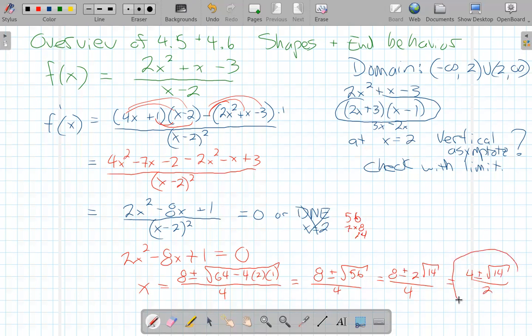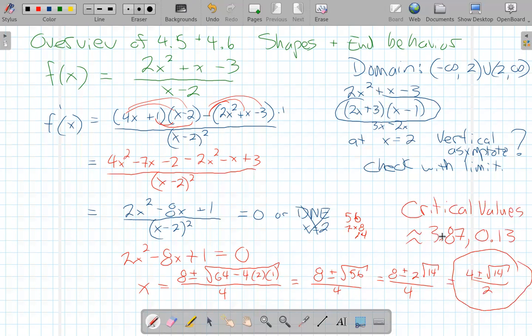So I have 2 critical numbers, and we need to figure those out on a calculator. So I'm going to do that on the side here. So we've got 4 plus the square root of 14 over 2, and that gives me about 3.87. And then the negative one is 0.13-ish. So these are my critical values, critical numbers.